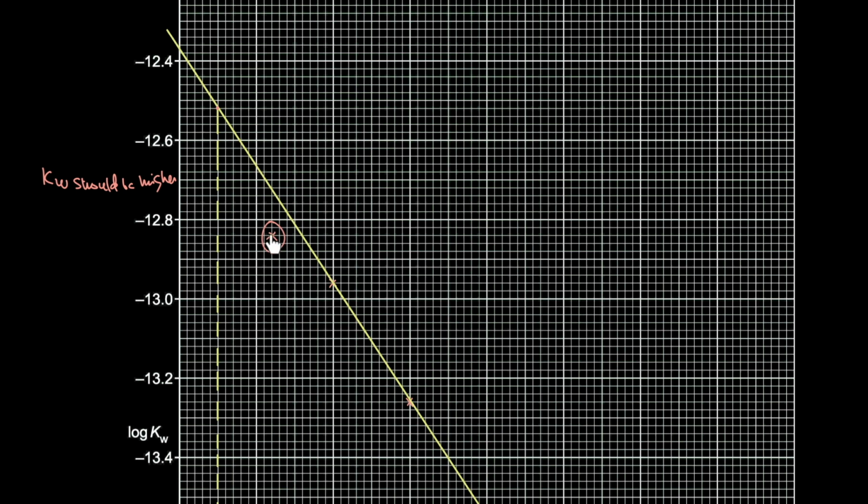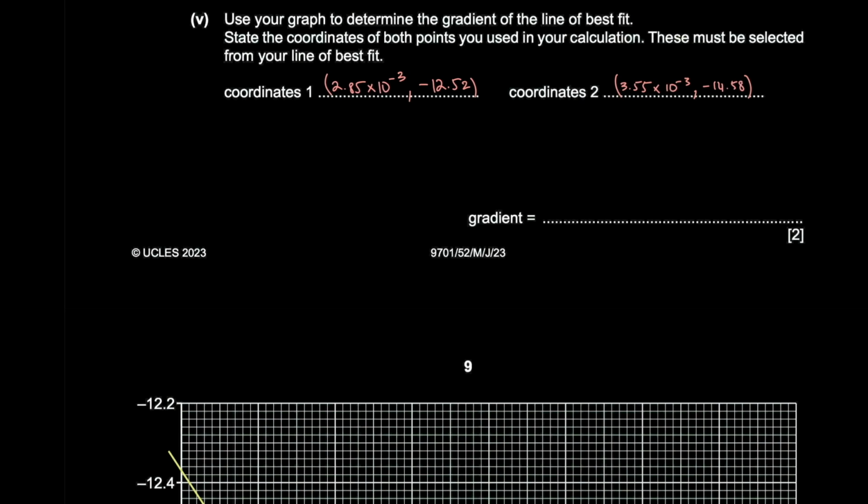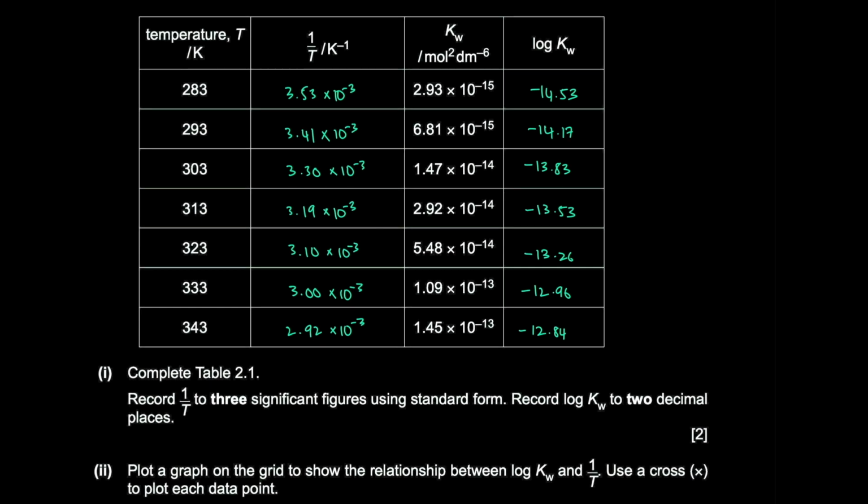So this calculated value of Kw is lower than it should be, and we know that as the temperature increases, Kw increases. So if this value is lower, that means that the temperature is lower. Now this anomalous point is at negative 12.84. That's the log of Kw, and that was for a temperature of 343 Kelvin.